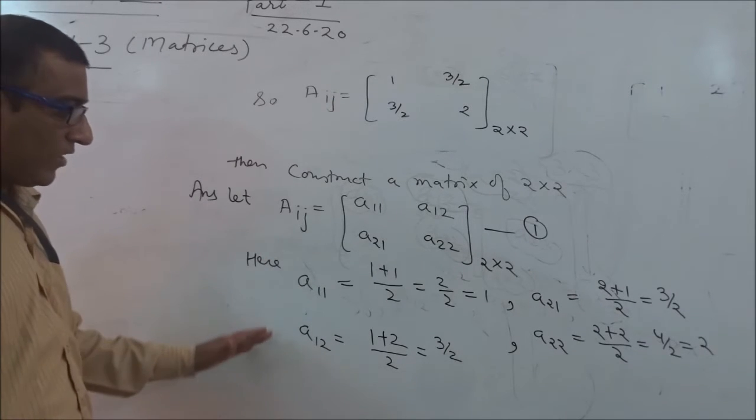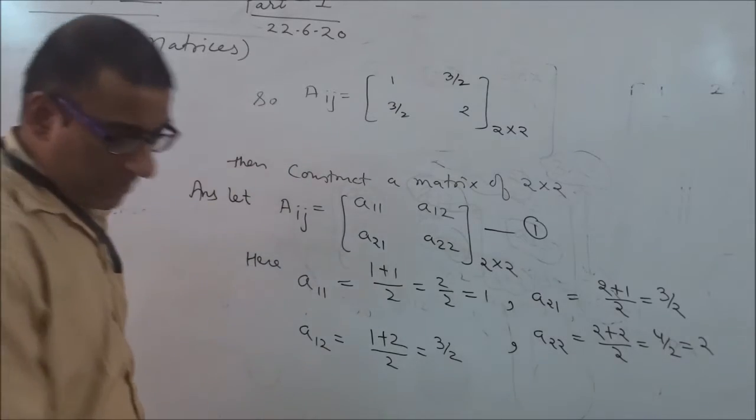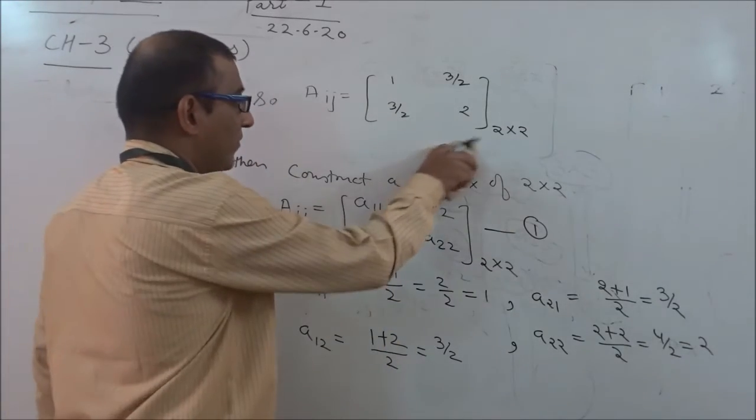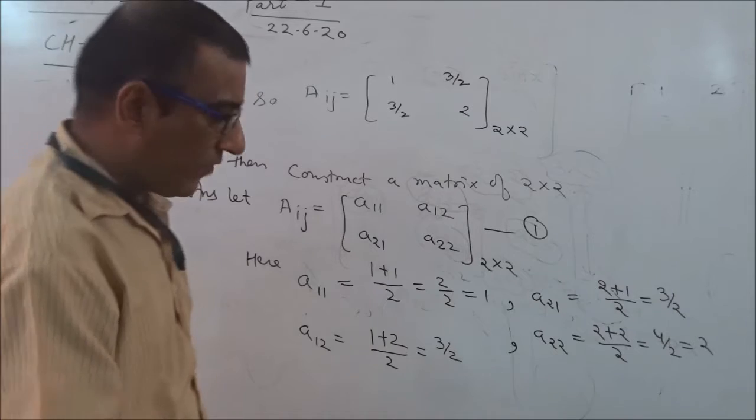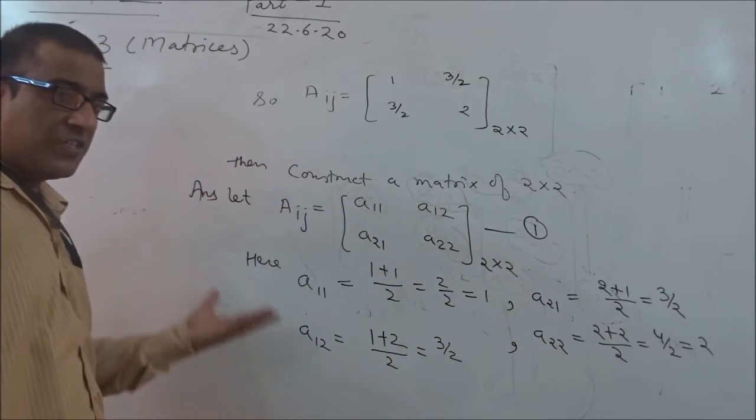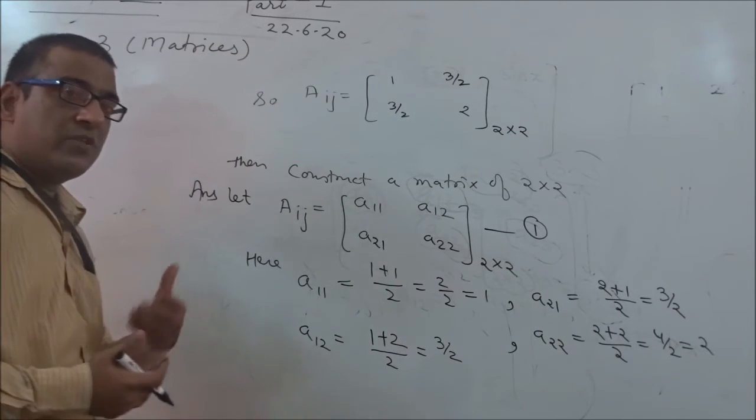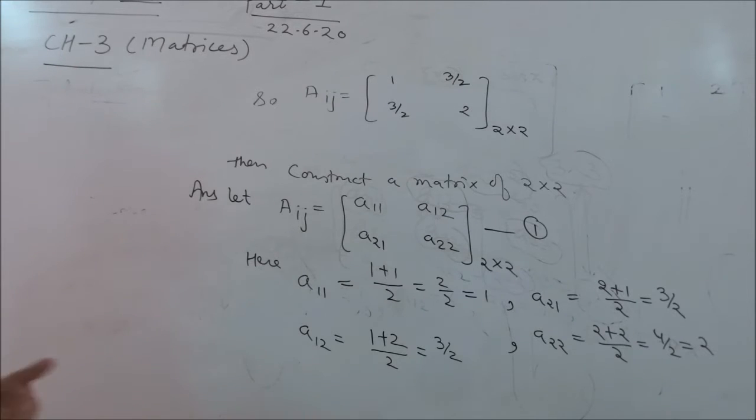One by one we will calculate and put the value again in equation number first. We can say this is the concept of construction of matrix. With the help of this concept, we will construct any type of matrix, whether it is 2 into 2, whether it is 3 into 2, whether it is 3 into 3.